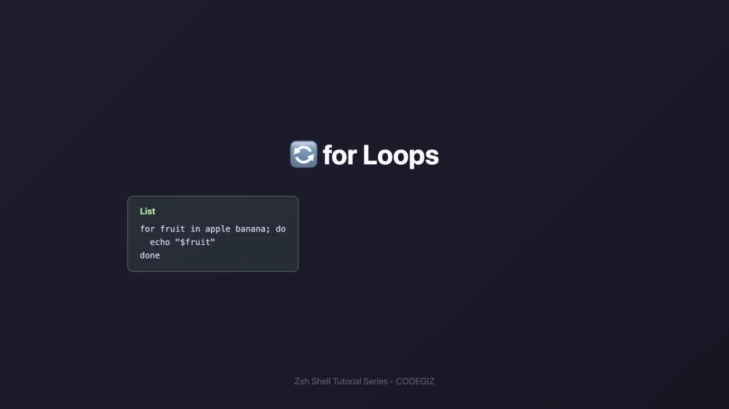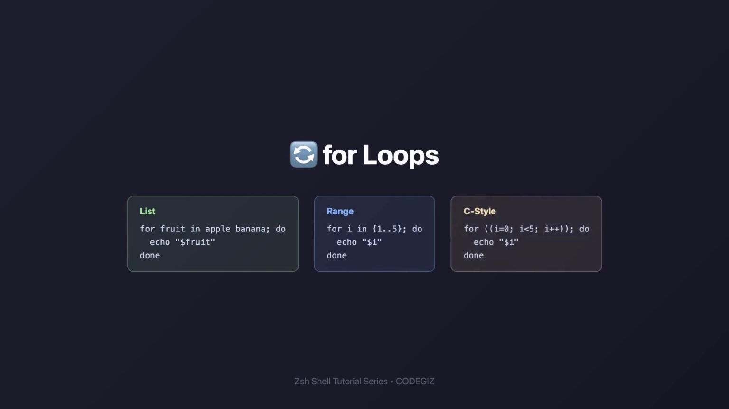The for loop repeats for each item in a list. Brace expansion generates number sequences. C-style loops use an initializer and increment. All three forms work in ZSH.